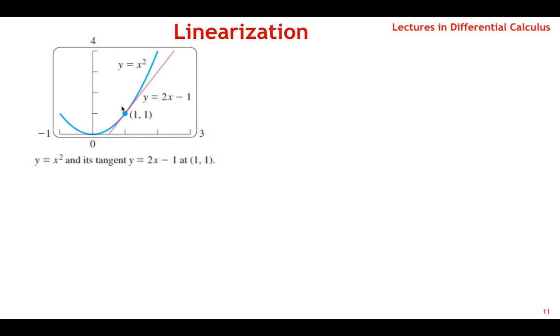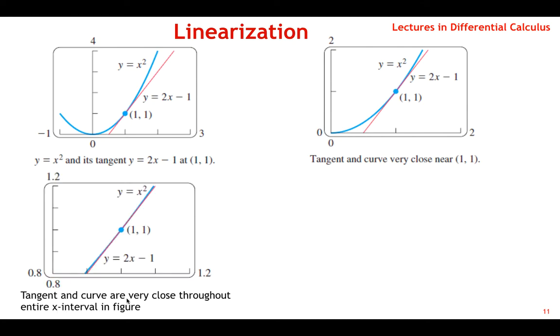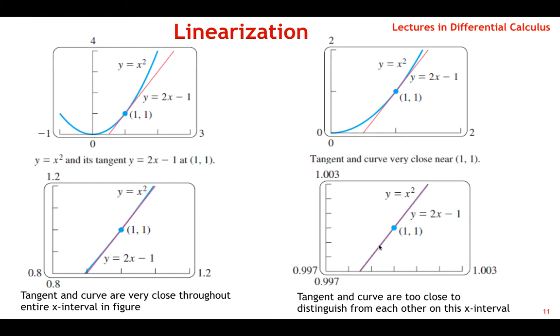Just to see what happens near this point, if we zoom into this image in the neighborhood of 1, 1, you can see that the tangent and the curve are very close near the point. If we zoom further, the tangent and the curve are very close throughout the entire x interval used here. If we zoom in further, it is very difficult to distinguish which is the y equals x square curve and which one is the tangent line.